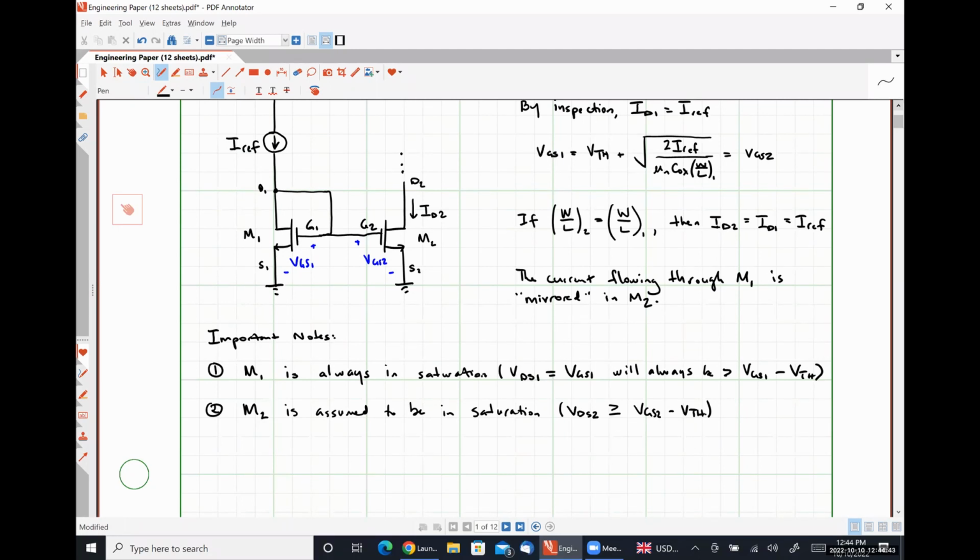Because if the DC voltage at the drain of transistor M2 gets too low, it'll force transistor M2 into the triode region, and then we no longer have current mirroring. So we're not making a copy of our reference current. We are just biasing this other thing poorly. Okay. So we'll talk about that in a little bit.